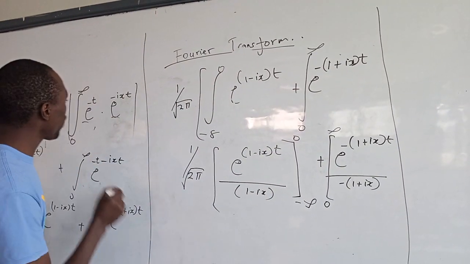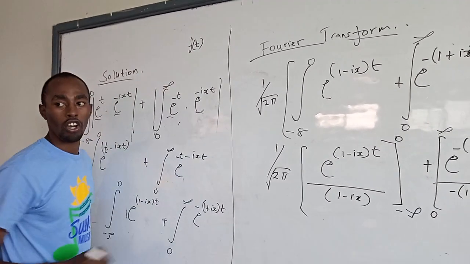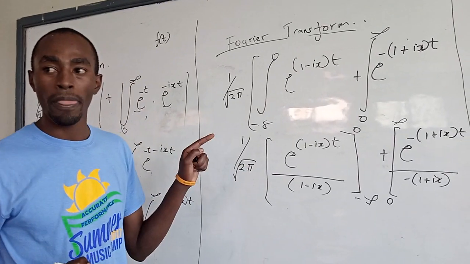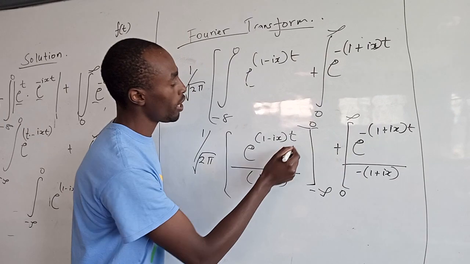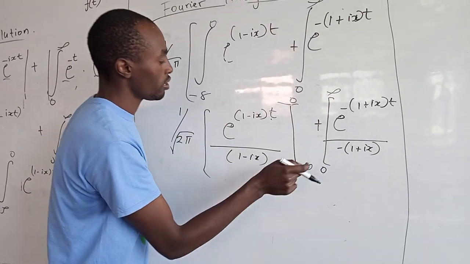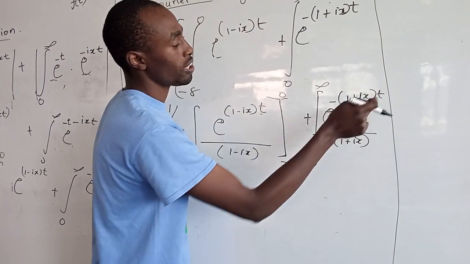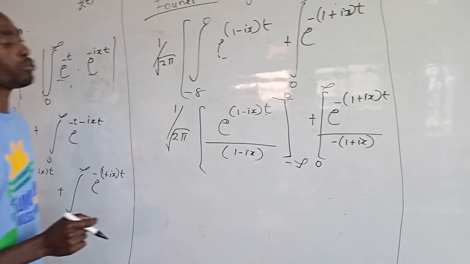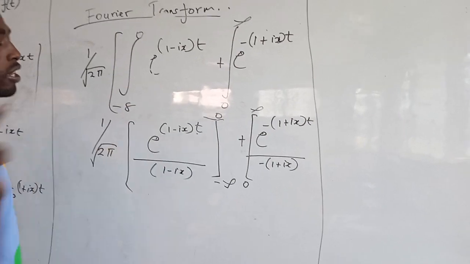But remember our function is a function of f of t. Are we together? So we are going to replace where there is t: we put 0, where there is t we put infinity, where there is t we put 0, where there is t we put infinity. So that is how we are going to do it right away.